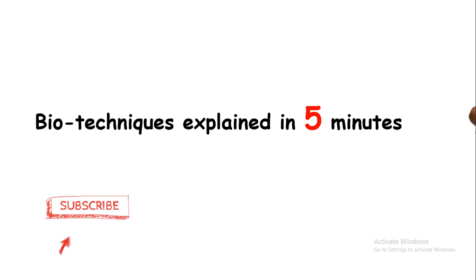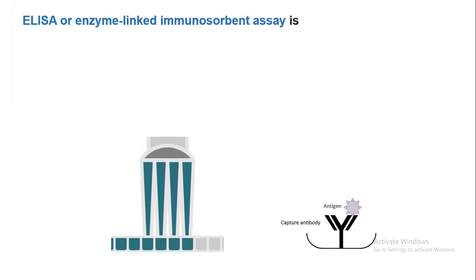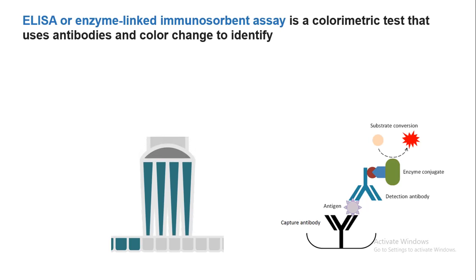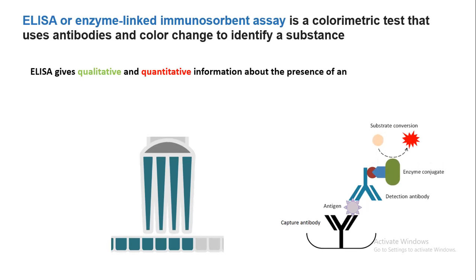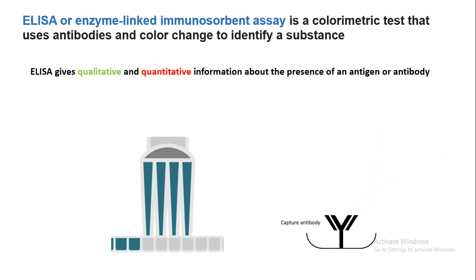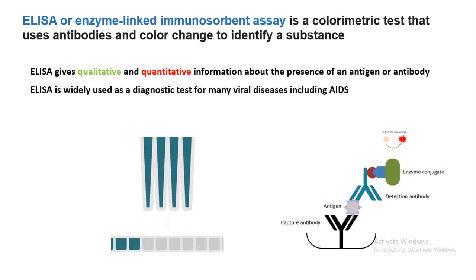So today's topic is enzyme-linked immunosorbent assay, or ELISA. This assay is a colorimetric test that uses antibodies and a color development reaction to identify certain substances like antigens, or it could also be used for detection of antibodies. Now, ELISA gives qualitative and quantitative information about the presence of an antigen or an antibody. ELISA is widely used as a diagnostic test for many viral diseases, including HIV, AIDS.